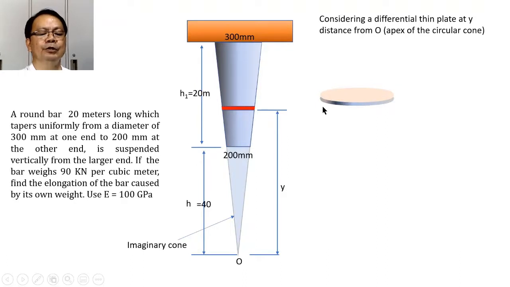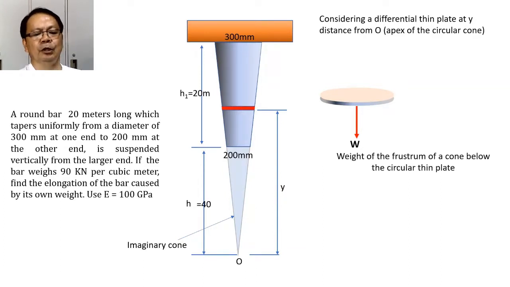And so, we consider this and we try to isolate this as FBD, we shall be getting here a very, very thin circular plate. The circular plate, therefore, shall be subjected to an axial load. This W, which will represent the weight of this frustum of the cone below this thin plate. And this will be equal to, sabihin, the weight of the frustum of the cone below that circular thin plate. And how do we get this weight? Kung titignan natin ito yung frustum na makikita natin dito.